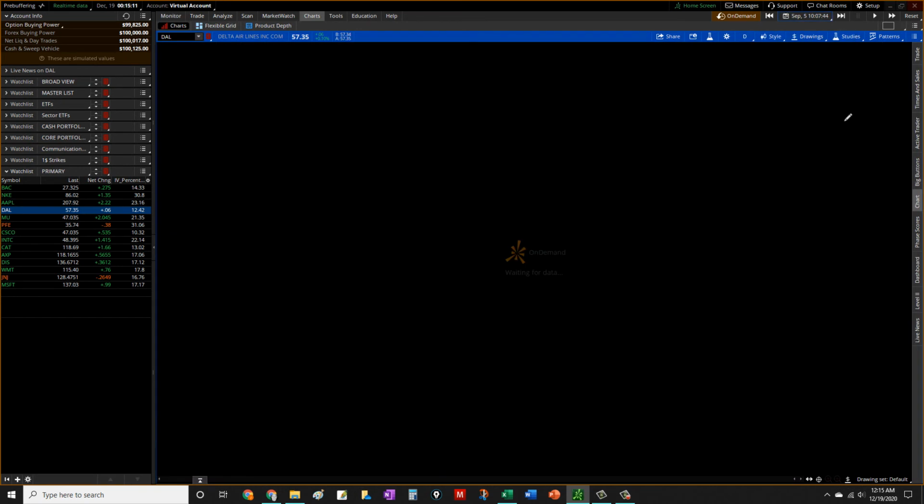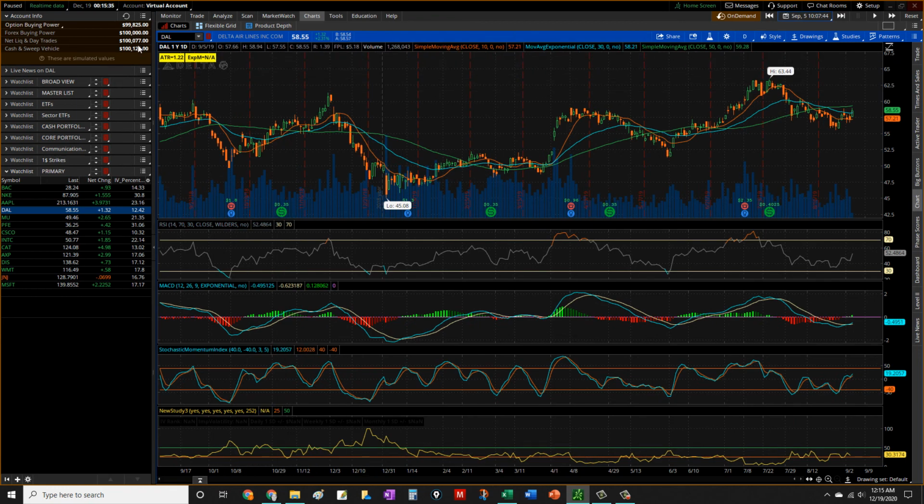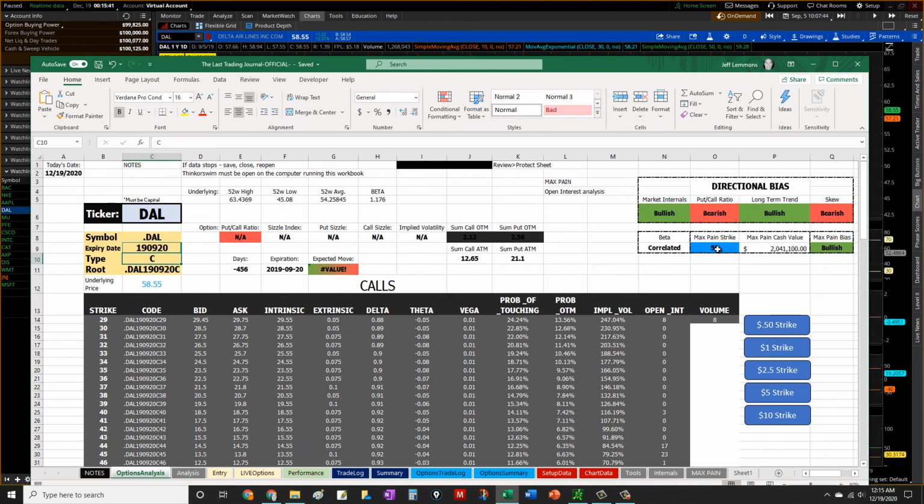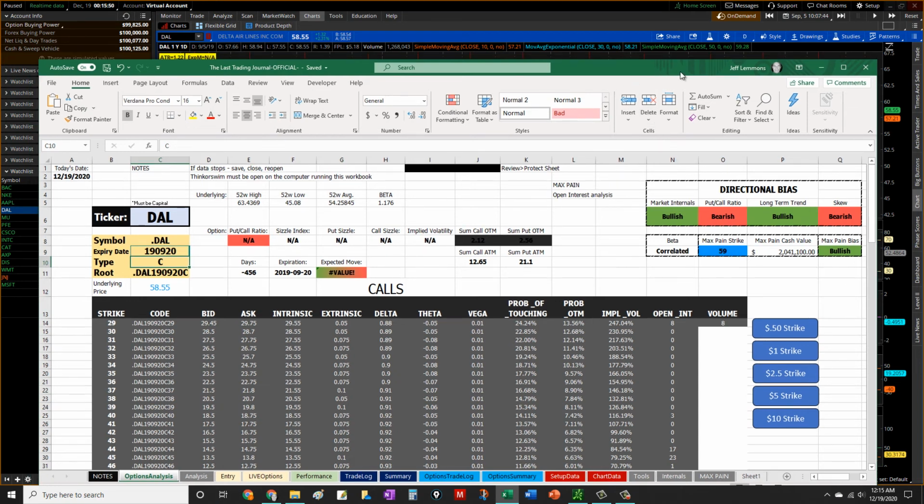Let's continue to hold. All right, so we got a move in our favor, and you can see our profit and loss shows the same. Something I will highlight here is you can see the max pain strike has changed from 60 to 59, and that's not a good indication on a trade that we are bullish on.